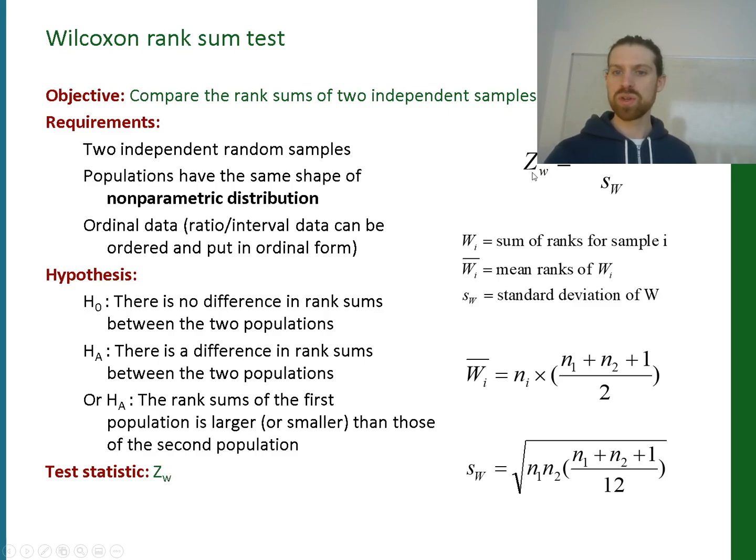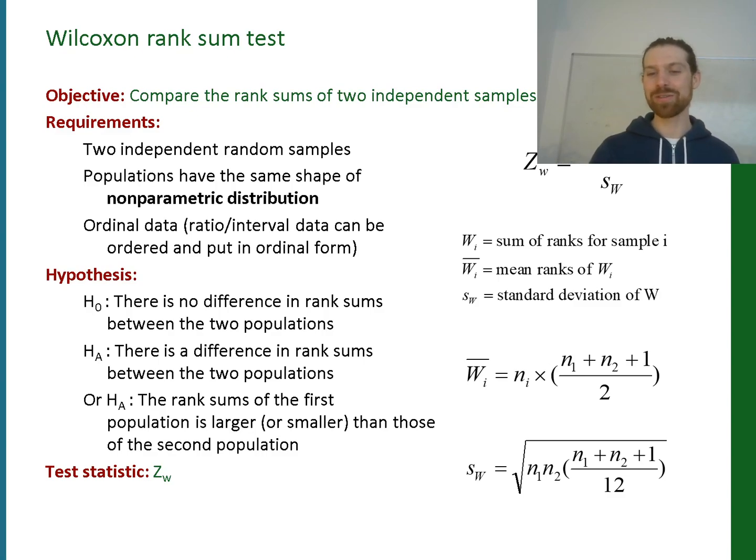What we want to do is get that test statistic here, but we need to take the sum of the ranks of the sample, subtract the mean of the ranks of W of that sample, and then divide it by the standard deviation of W. Okay, so it's a fairly straightforward equation. To get that mean ranks value, you need to take the number of samples that you've got, multiplied by the number of samples in sample 1 plus the number of samples in sample 2, plus 1, and that's the numerator, divided by 2.